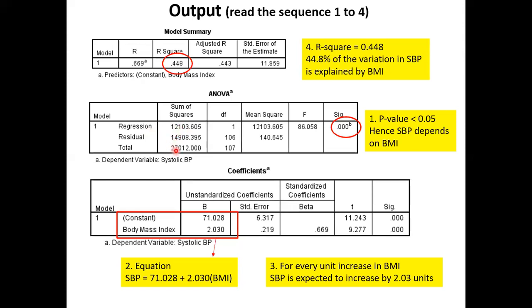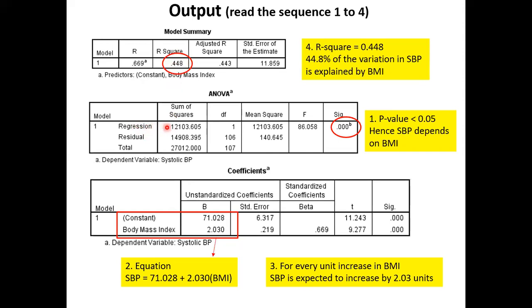12,103 divided by 27,012. Use a calculator, divide. Somebody divide. 0.448. Is it the value here? Correct. Okay. What is this now?